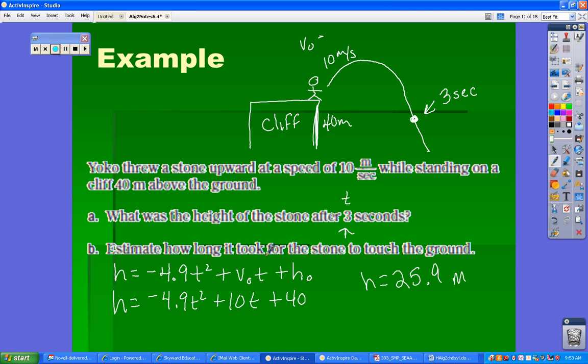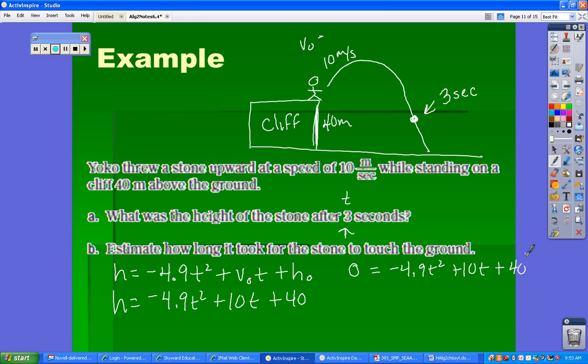So how long for it to hit the ground? That's what I'm talking about. I can guess 4 seconds maybe because it doesn't have that much further to travel, because this is the ground. But we are actually going to do math. I'm going to look for when the height hits the ground, so I'm curious when the height will be 0. 0 equals negative 4.9 t squared plus 10t plus 40.